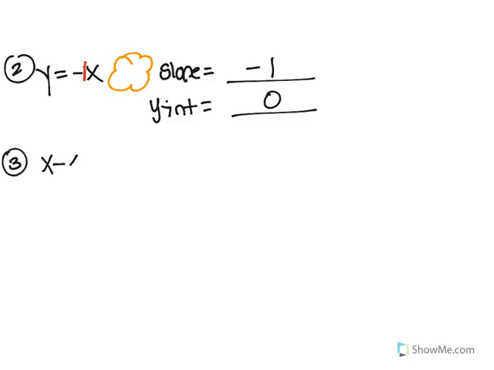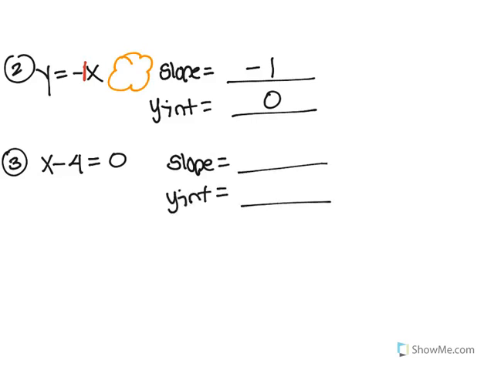Our third one is x minus 4 equals 0. Now, if you look at it, this is considered one of our special lines because you're missing a variable. There's no y. Okay, you do not have a y in your equation. So that signifies this line will not cross the y-axis. So you don't have a y-intercept. You need to make sure you tell me none. There is not a y-intercept.